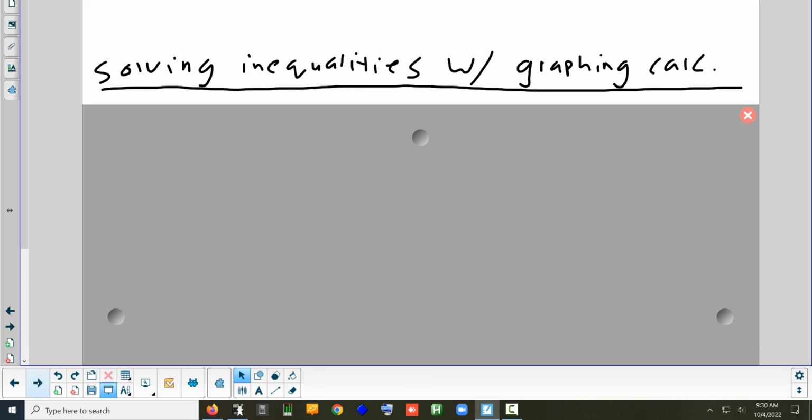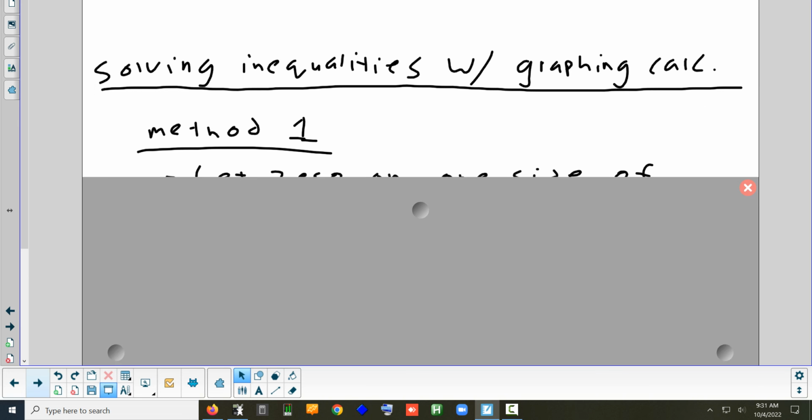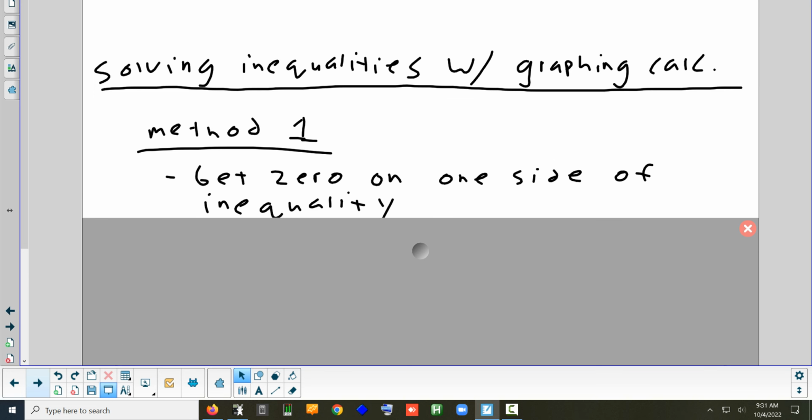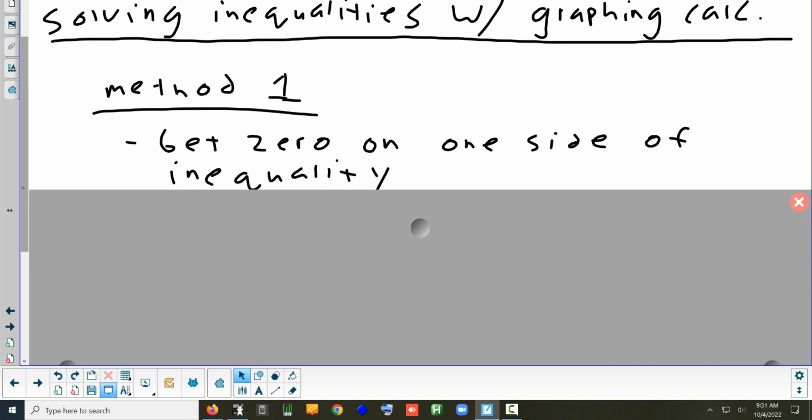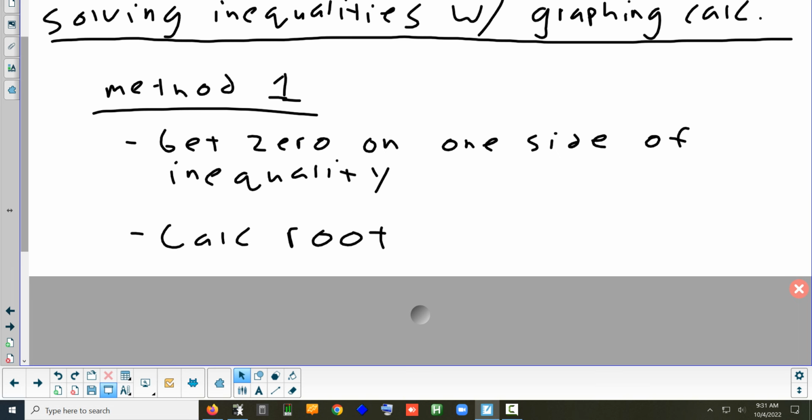So we can solve inequalities on the graphing calculator. There's actually 2 different ways to do it, and I'll show you each way right now. So one way is to use the root feature. Second, calc root. To use that feature, you have to get 0 on one side of the inequality first. So you have to rearrange it so you get 0 on one side, kind of like you're solving a quadratic, and then calculate the root.